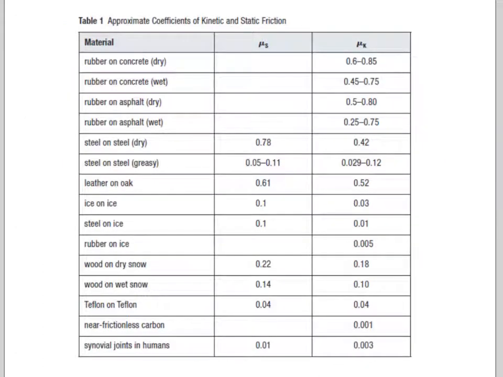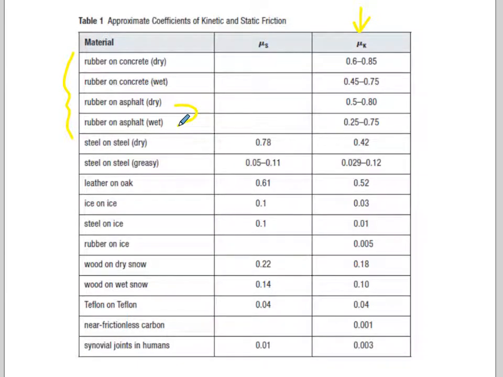Okay, so if you're into automotive and those types of things, you've got a whole bunch of rubber on concrete, rubber on asphalt, those types of things. You'll notice they're just mostly in kinetic because those are probably going to be tires and things moving. You could see a big difference between wet and dry. That's a really big difference.